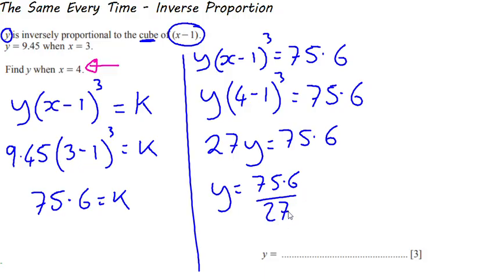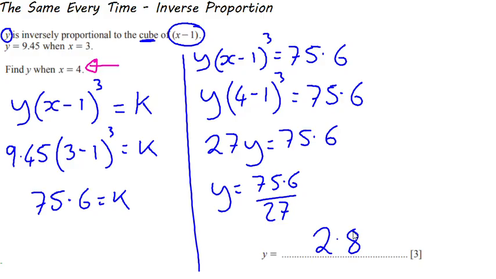So let's just check that one. 75.6 divided by 27. Well, okay, it makes a nice decimal that actually stops. So I'm going to write that down as my answer. And well, that's it then, really, isn't it? So that's the end of the question.